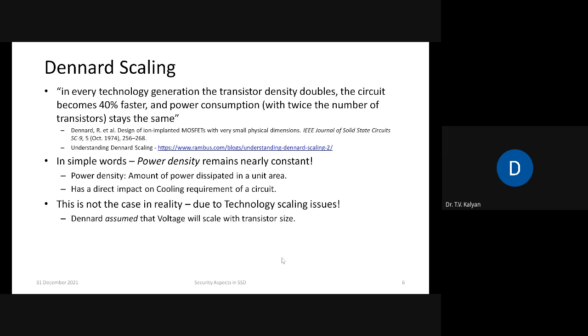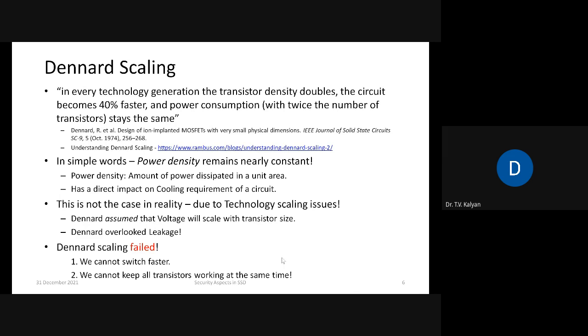So if you remember the dynamic power, CV square F, with technology, the V will reduce. So we will likely have double the reduction in the power. But now, because we have double the transistors, overall the power might remain the same. But Dennard's mistake was he overlooked leakage. In the previous slide, I showed that the static power component is increasing, and in that the leakage power is also increasing. So Dennard scaling has failed.